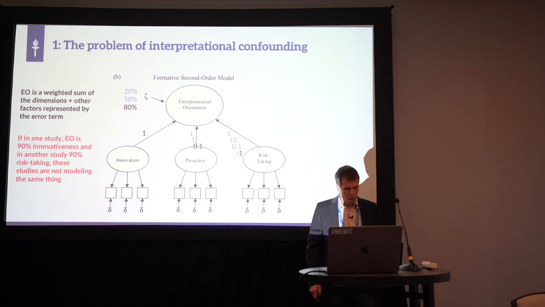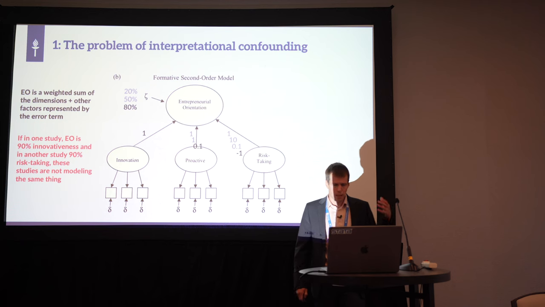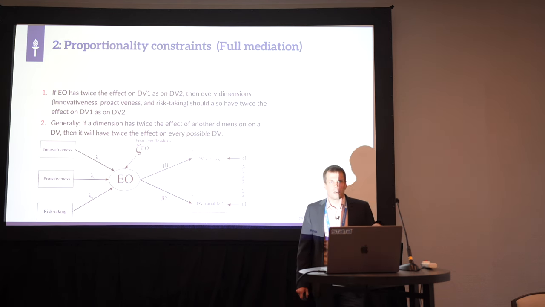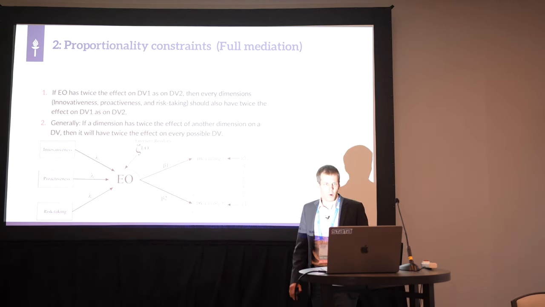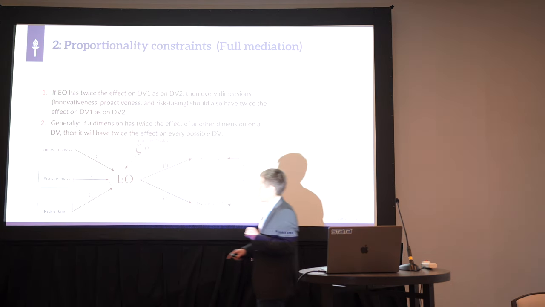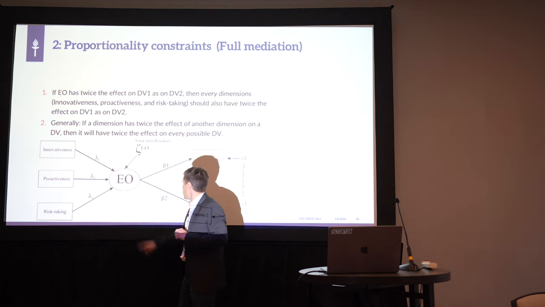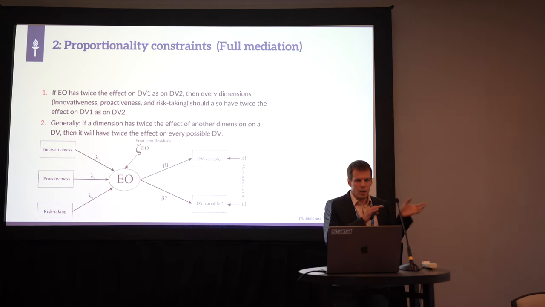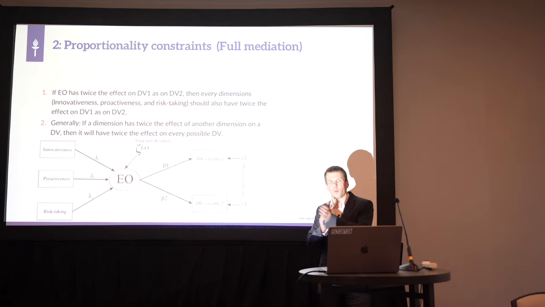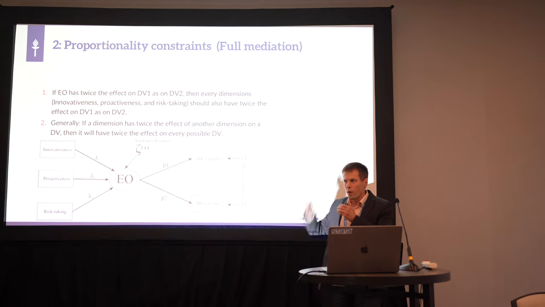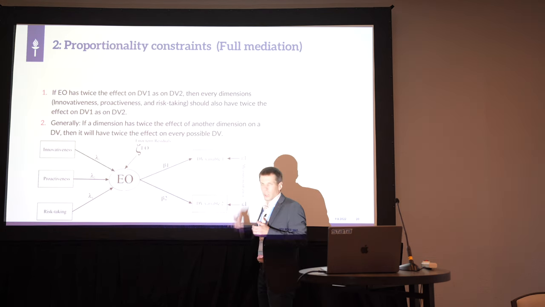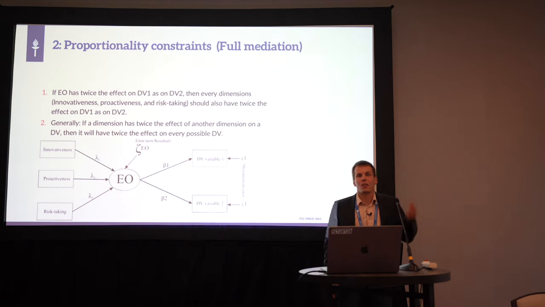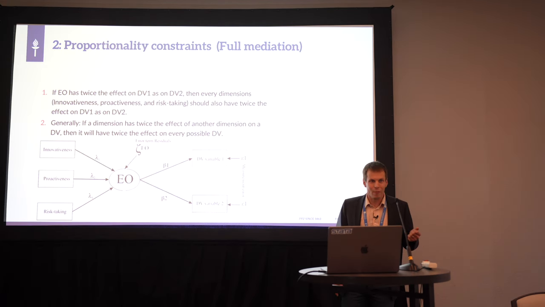Another thing that has not been addressed in the EO literature but is discussed in the methodological literature comes from Rigdon's research, which is not cited on the slides, but he explains this really well. It's explained in the paper: if we have the formative conceptualization, innovativeness, proactiveness, risk-taking, they cause EO, which then causes different outcomes. This model assumes that the effects of innovativeness, proactiveness, and risk-taking are always in the same proportions. So if risk-taking is twice as important a determinant of some outcome compared to innovativeness, then it must be twice as important a determinant of any other outcome. That does not sound very realistic.